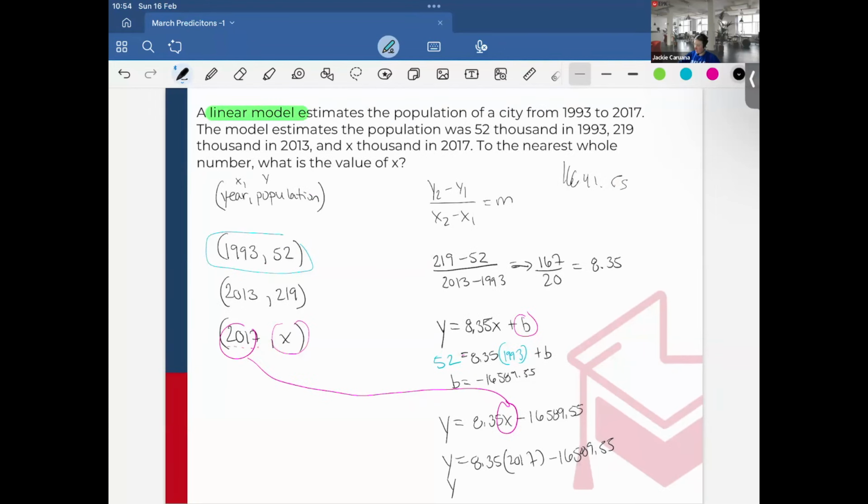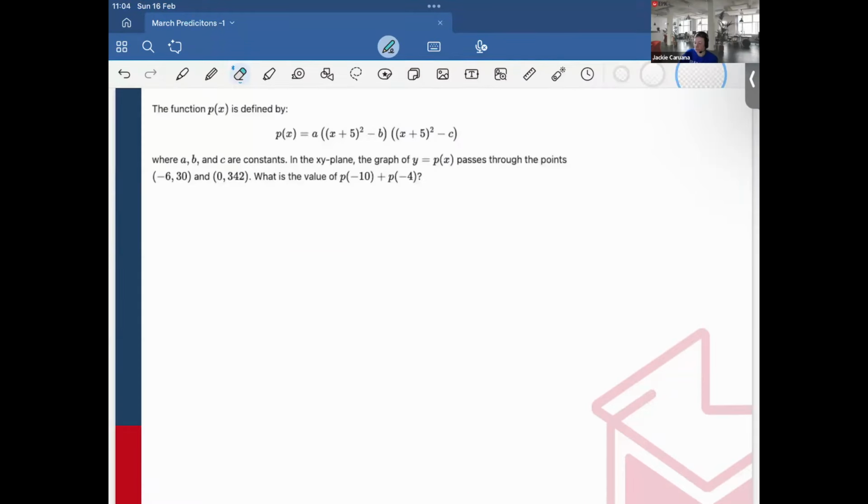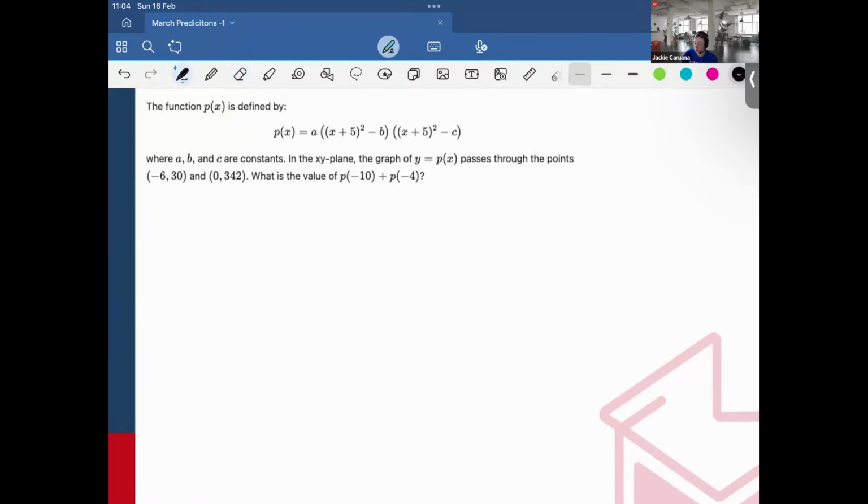Which will give us the answer. So that gives me y is equal to 252.4. Important, I'm asked for the nearest whole number. So it's going to be 252. And that is our answer. So an amazing question on slope. Okay. Oh, amazing function problem.